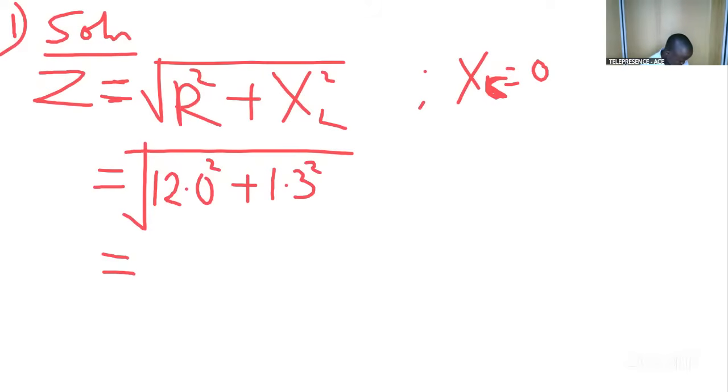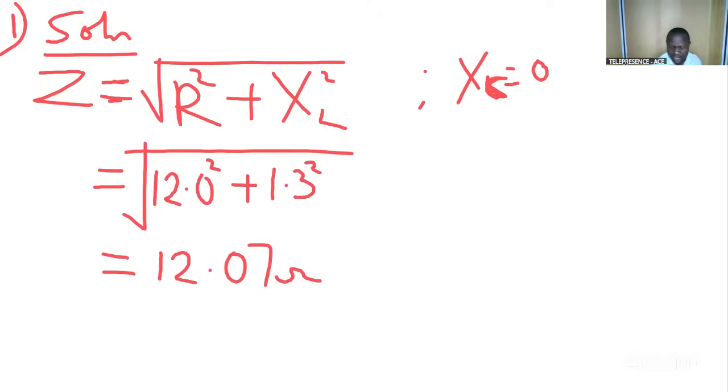The square root of 12.0 squared plus 1.3 squared. So this will be 12.07 ohms.